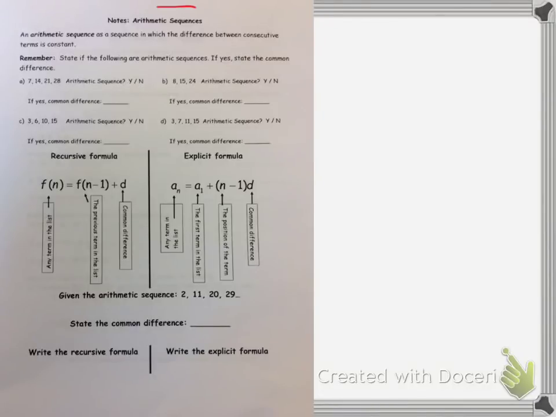So our next unit is on sequences. We have two types of sequences, arithmetic and geometric. We're going to start with arithmetic, and we have to find the difference between consecutive terms. So remember, consecutive means in order, and constant means it happens the same amount each time. So an arithmetic sequence is really going to be an add-subtract sequence.